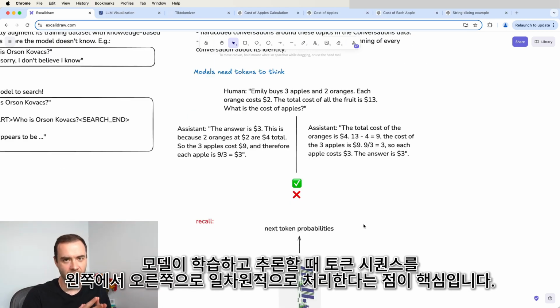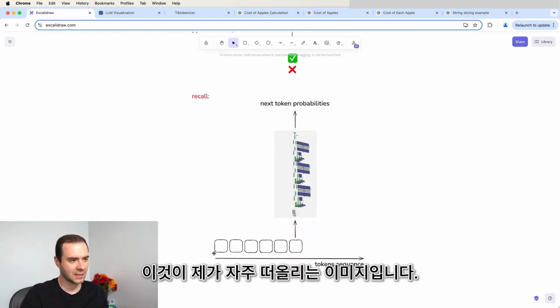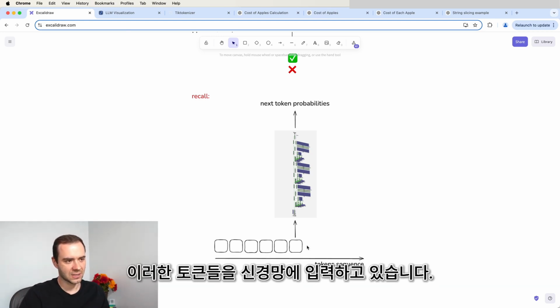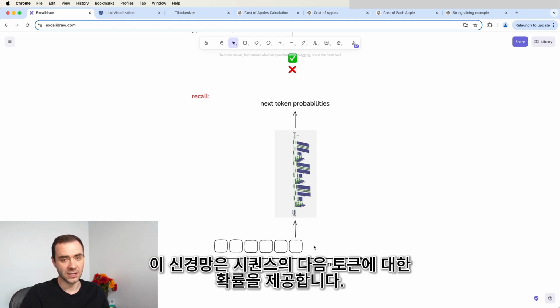Okay, so the key to this question is to realize and remember that when the models are training and also inferencing, they are working in one-dimensional sequence of tokens from left to right. And this is the picture that I often have in my mind. I imagine basically the token sequence evolving from left to right. And to always produce the next token in a sequence, we are feeding all these tokens into the neural network. And this neural network then gives us the probabilities for the next token in the sequence, right?